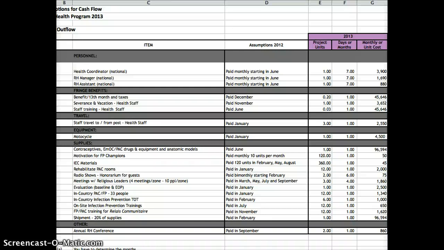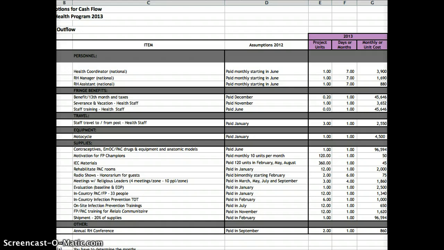Now, some of the assumptions are tricky, so be sure not to get confused. For example, for the line item Motivation for FP Champions in row 21, the assumption states that 10 units of this line item are to be paid each month. Thus, every month you should expect to pay for 10 units of this item at a rate of $50 per unit.